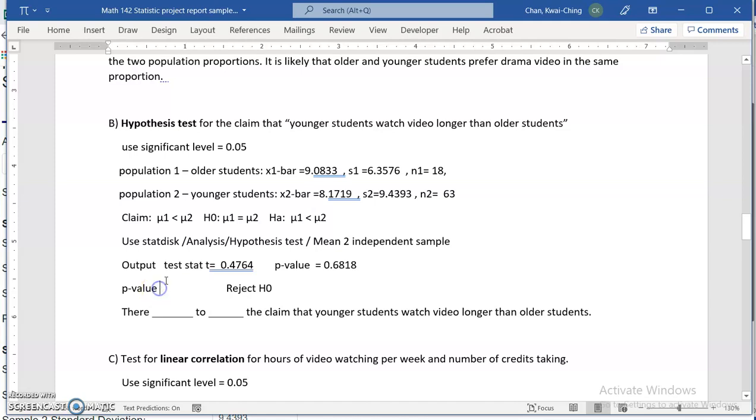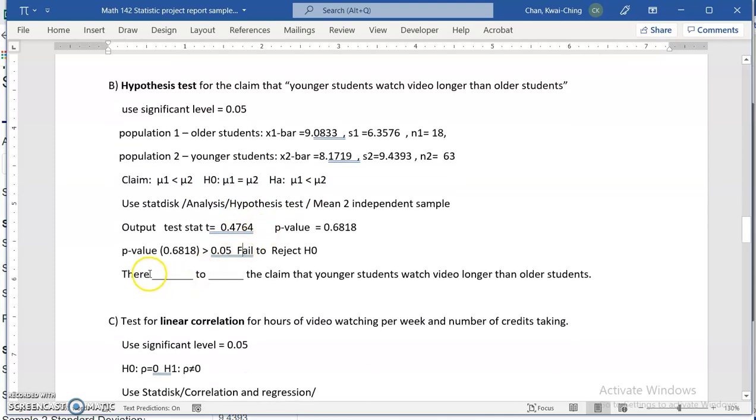And because the p-value of 0.6818 is greater than 0.05, this is not a rare event, so we say fail to reject the null hypothesis, because that means my sample actually agrees with the null hypothesis that mu1 and mu2 have no difference. There's not enough evidence. There's not sufficient evidence.